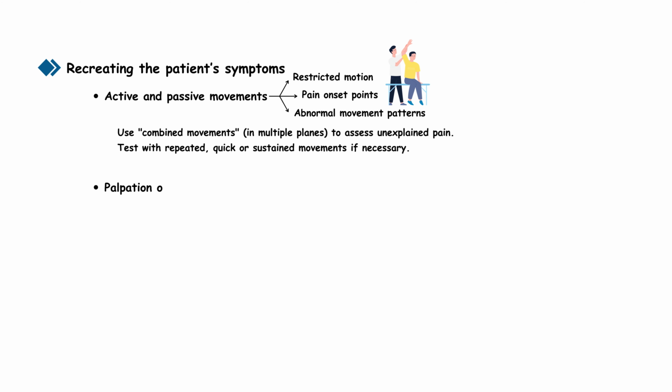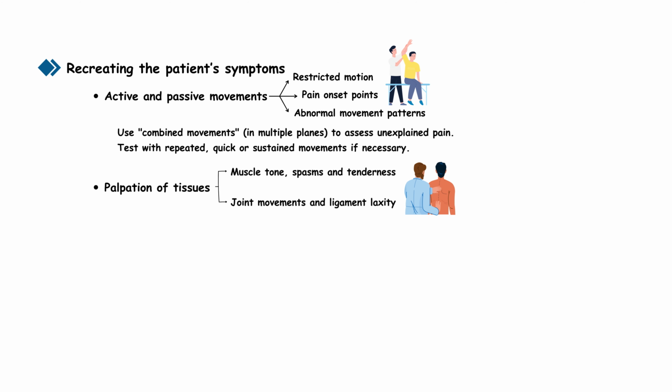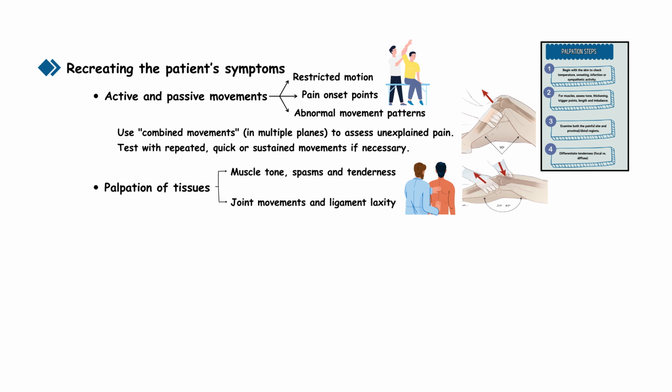Palpation of tissues requires precise anatomical knowledge. It helps assess muscle tone, spasm and tenderness, joint movement and ligament laxity. For ligaments, stress tests like Lachman's test or anterior drawer test are gold standards. Palpation steps are listed on the right.